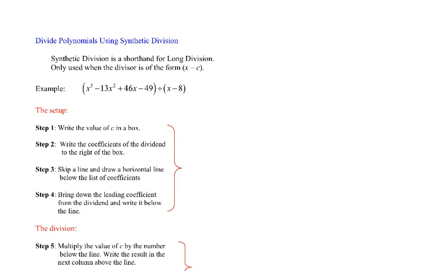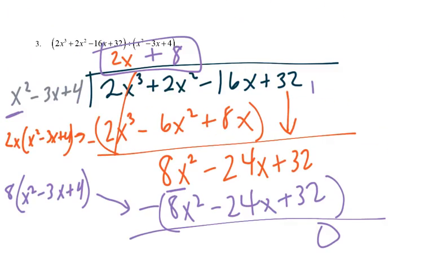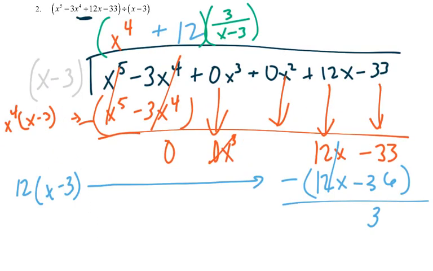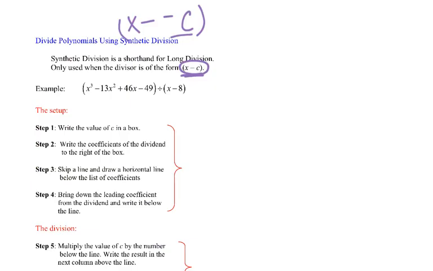We only use this when the divisor is in the form x minus c. Okay, it could also be x plus c because x minus negative c is the same thing. But essentially what it's saying is we can only use synthetic division when the divisor is a binomial. So in the last example we had, my divisor was a trinomial. I could not use synthetic division on this one. But that one, number 2, we could have totally used synthetic division. So let's look at the process for synthetic division. We're going to use this example we have right here.